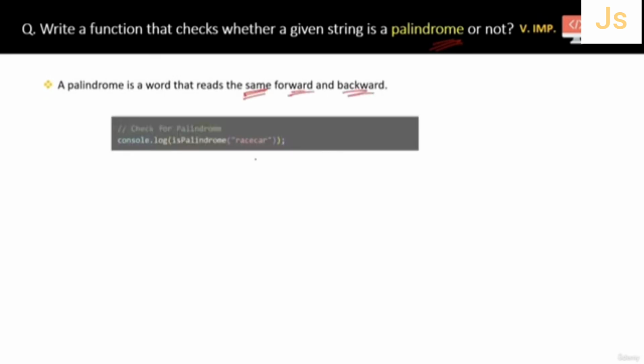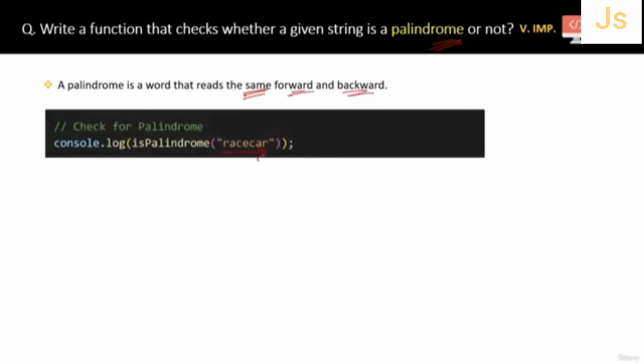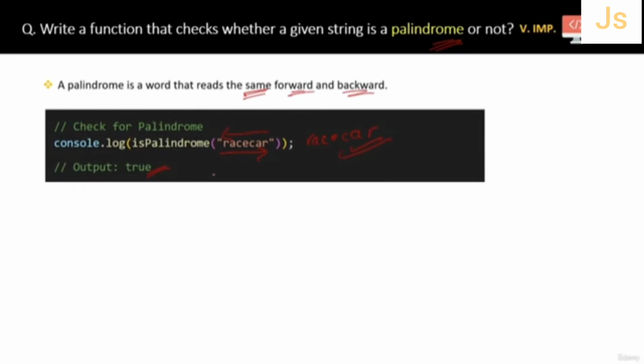Very good question. First of all, what is a palindrome, right? First we should know. A palindrome is a word that reads the same forward and backward. For example, if this "racecar" is the word, and if you reverse the characters of the word, then this word will remain the same, right? Therefore, "racecar" is a palindrome, and the output will be true because it is a palindrome.